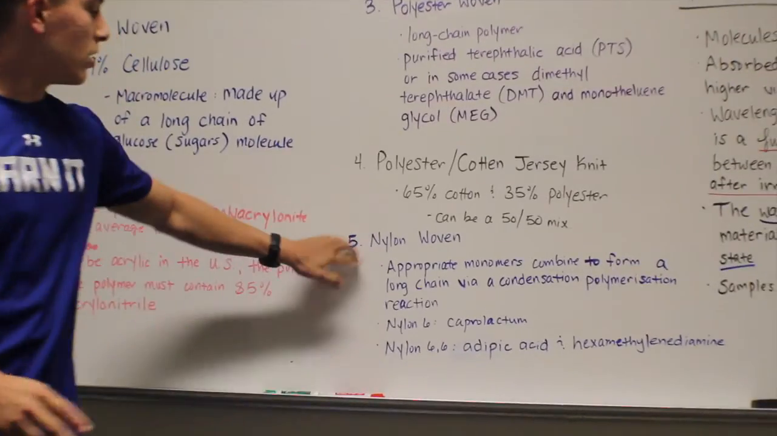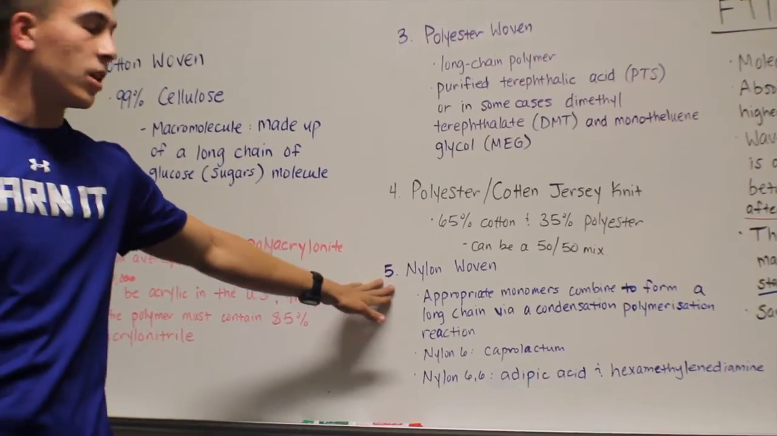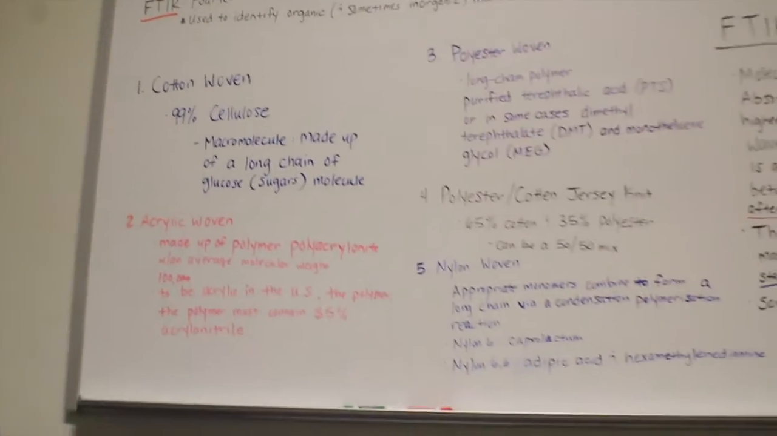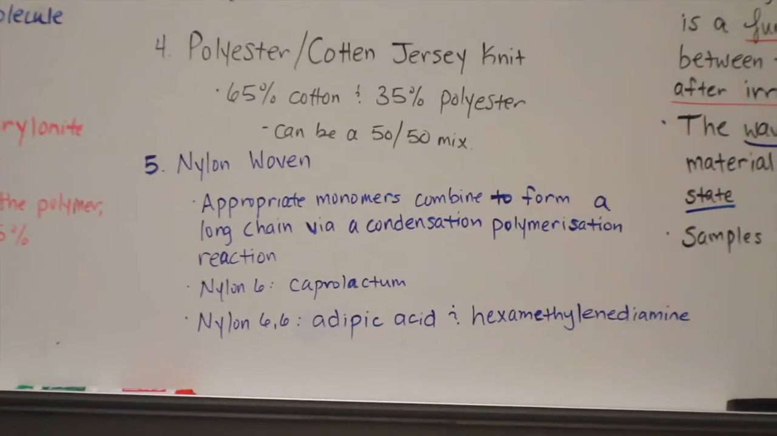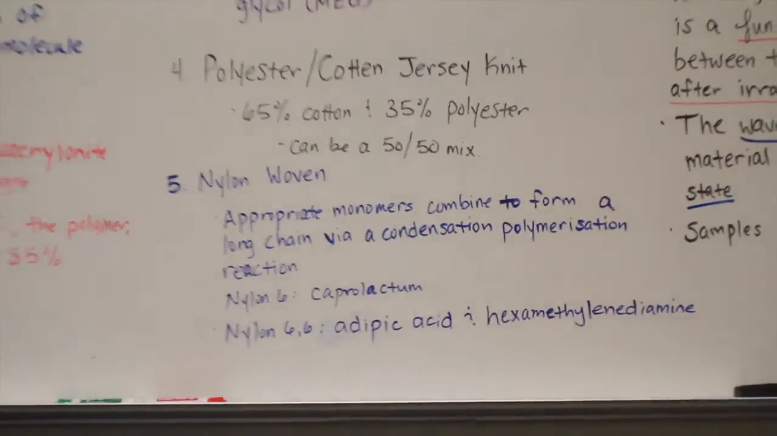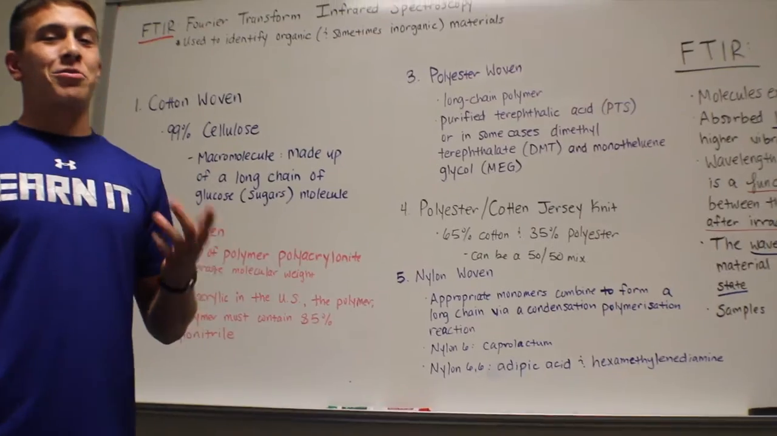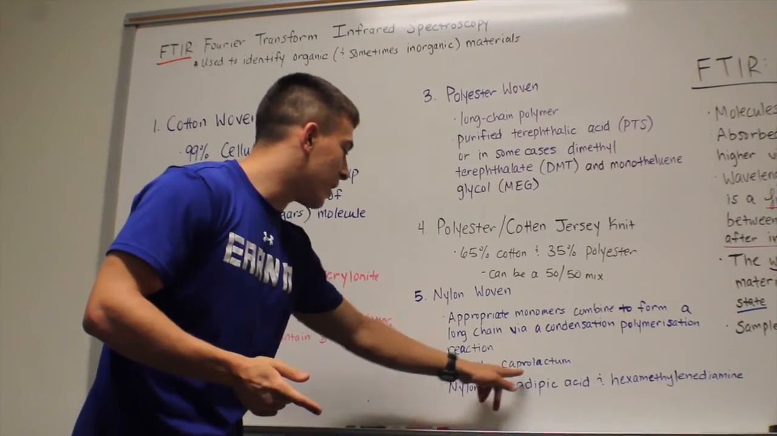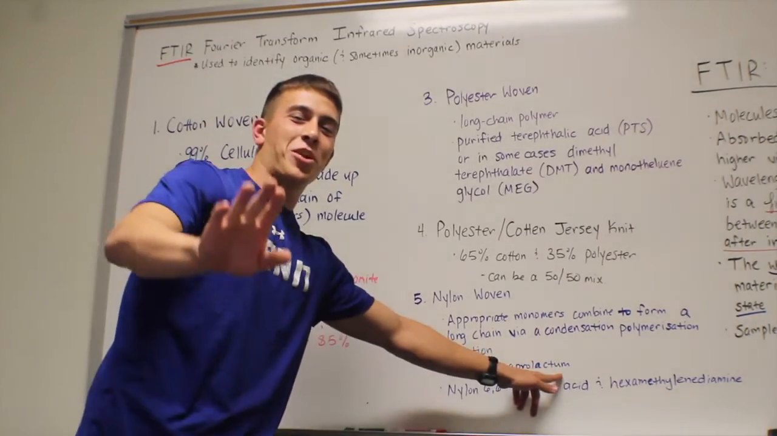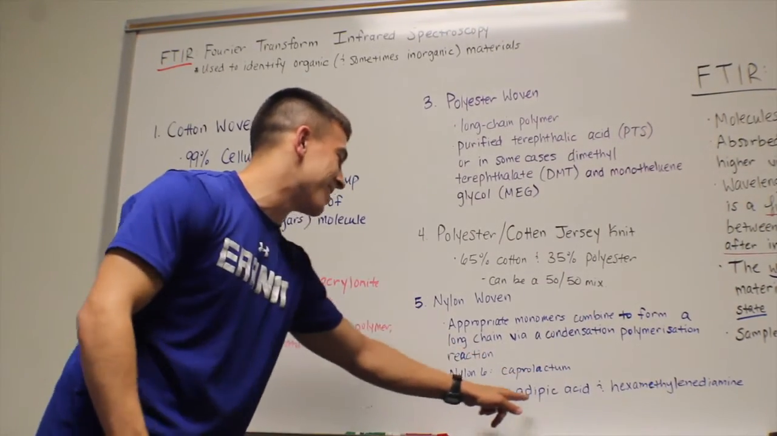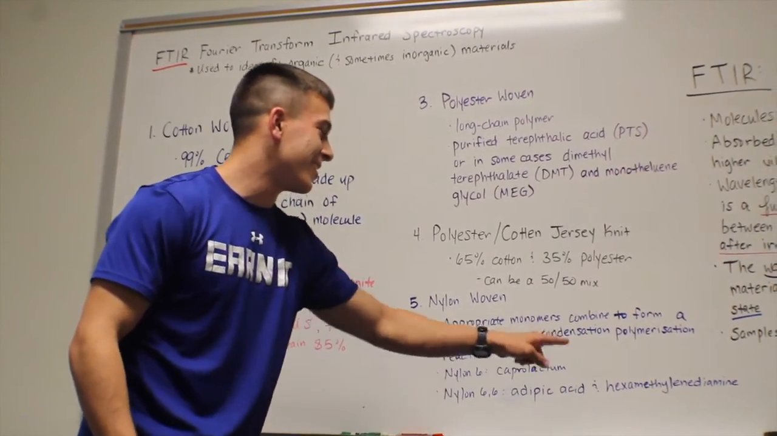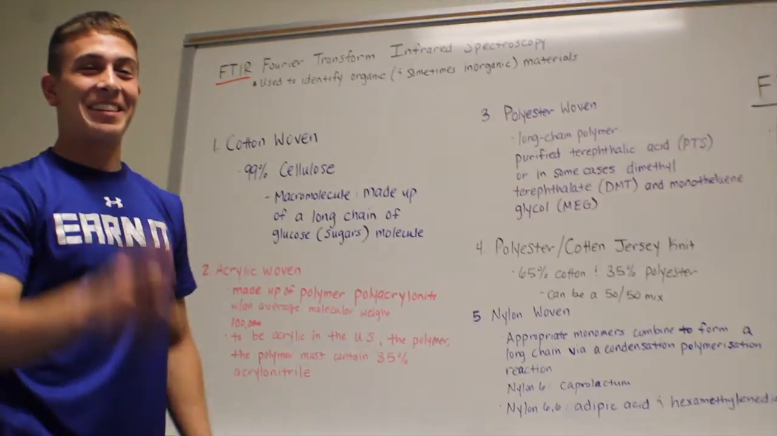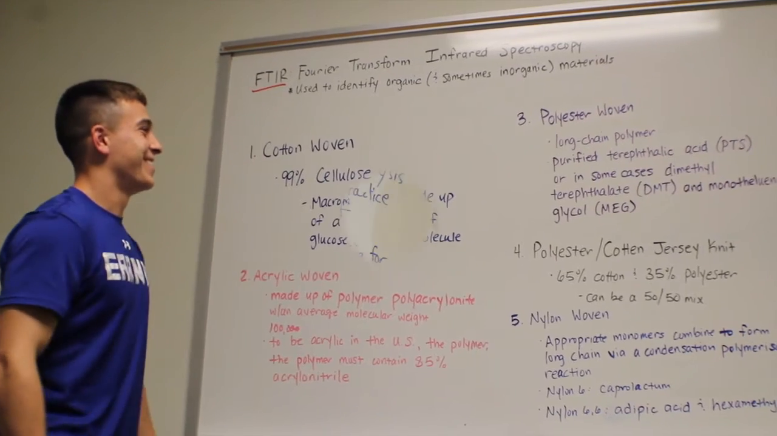And then our final sample was nylon woven. It's made of appropriate monomers combined to form a long chain via a condensation polymerization reaction. Two very common ones we learned in class were nylon 6 and nylon 6,6. Nylon 6's base is caprolactam, and nylon 6,6 is adipic acid and hexamethylenediamine. I'm sorry if I'm mispronouncing these. So yeah, that's that.